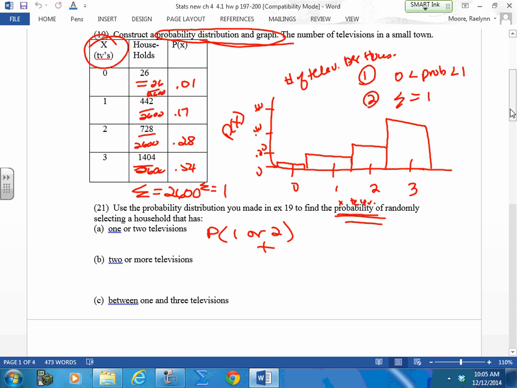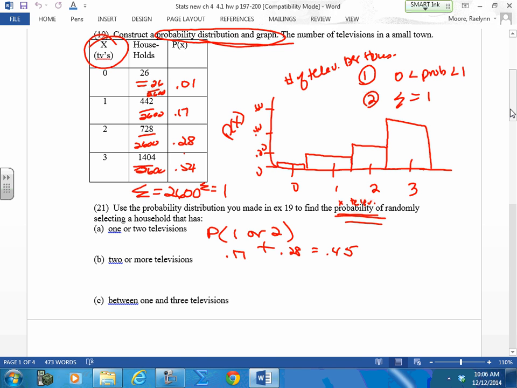So go to your table. Probability of 1 is 0.17, plus the probability of 2 is 0.28. Add them together. That's your total probability. If you don't have this on your paper, you should be putting this down. That's for A.